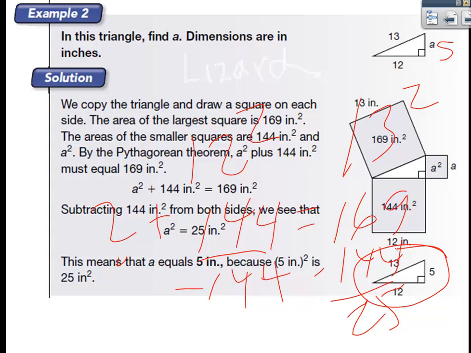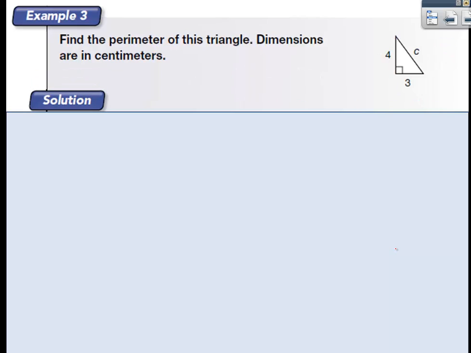All right, let's look at another one, see if I can do it without making a mistake. Okay, so find the perimeter of this triangle. It's not asking you for what the hypotenuse is, but you're going to have to figure out what it is in order to get the perimeter. So let's use a formula. One leg squared plus another leg squared equals the hypotenuse squared. The hypotenuse here is C, so we can't do anything there.